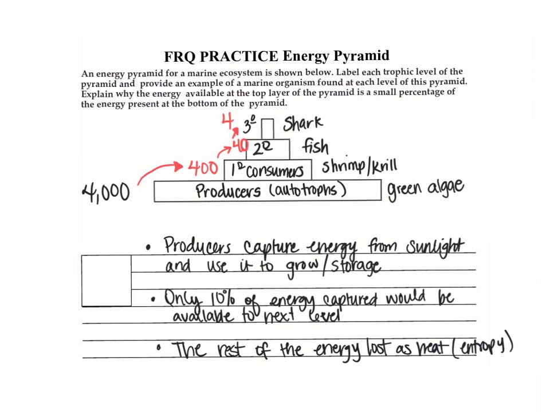The rest of the energy that had been captured from the producers, or whichever level it is, the rest of it would be lost continuously as heat. And this is known as entropy in chemistry.